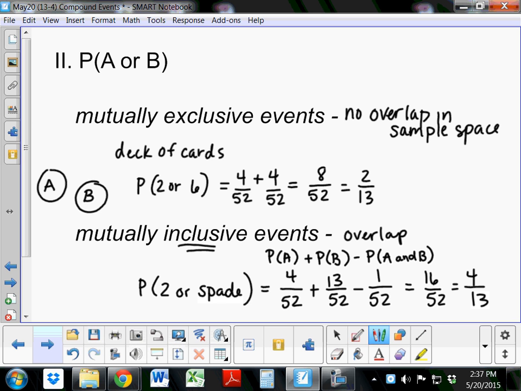None of those numbers occur in both of those. But in this one, these are all the things that would make me happy for A, and those are all the things that would make me happy for B, and there is an overlap of something. There's a 2 of spades that falls into both categories. So when I say or, I've got to take out that overlap.